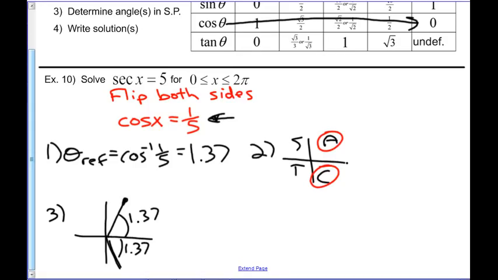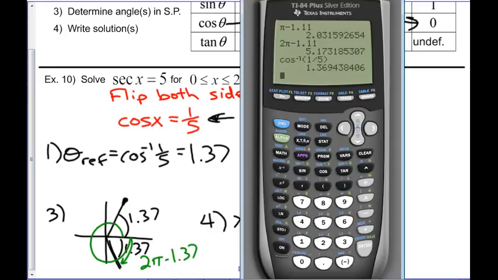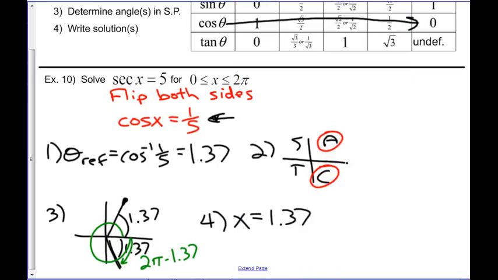Okay, so the solutions, one of them is a dead giveaway. It's 1.37. The second one, you'd think of that as a full revolution minus 1.37. So 2 pi minus 1.37. Let's see what that gives us. 4.91. There's our other solution.